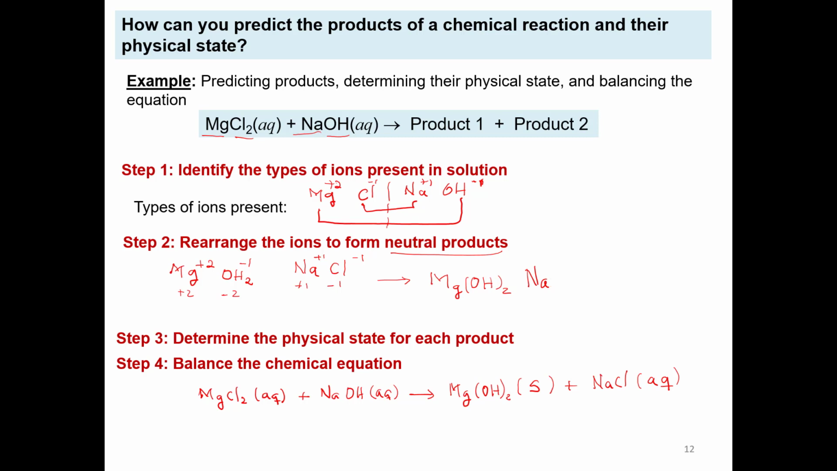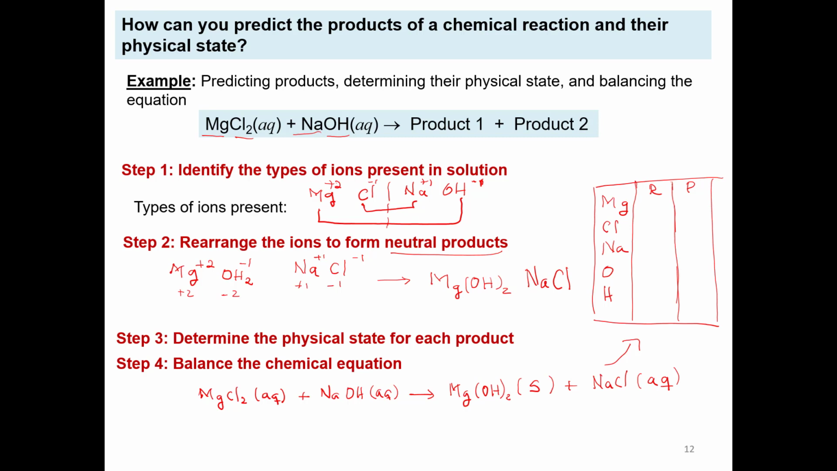And now we need to write all the, I will do something here like that. It's number 4. And we need to write the list for all the elements we had: magnesium, chlorine, sodium, oxygen, and finally hydrogen. And we had the reactants and we had the products. Now we want to check, we need to get the same number of elements on both sides.